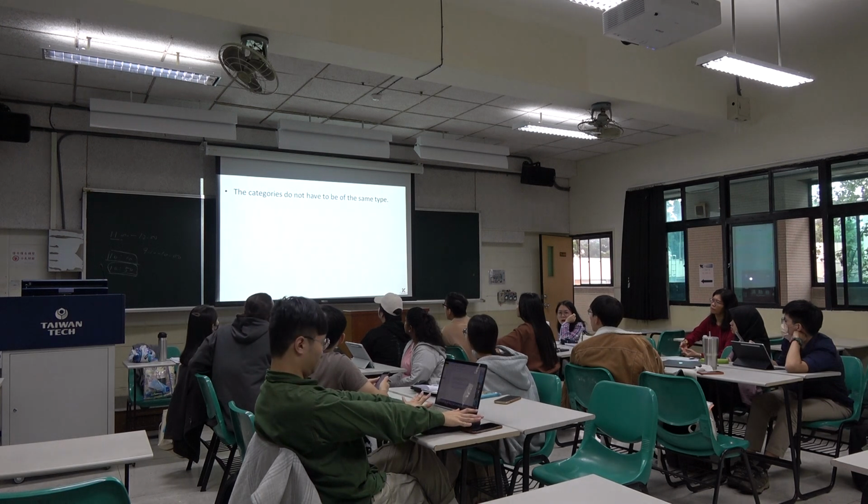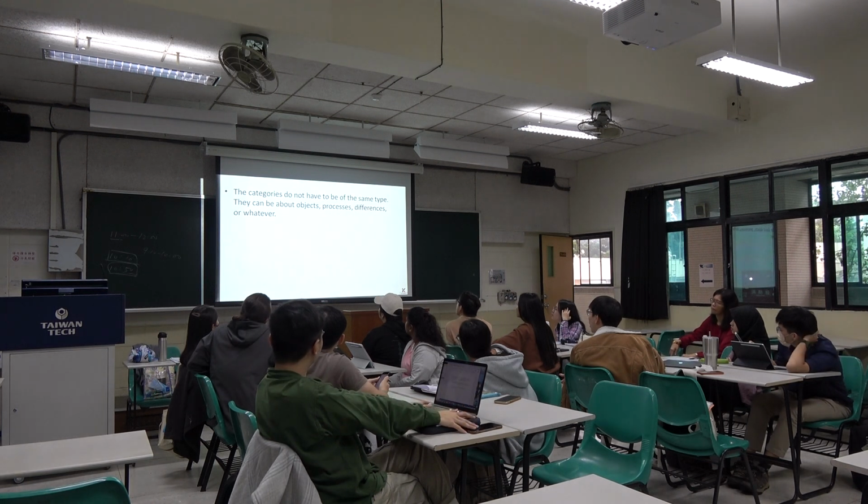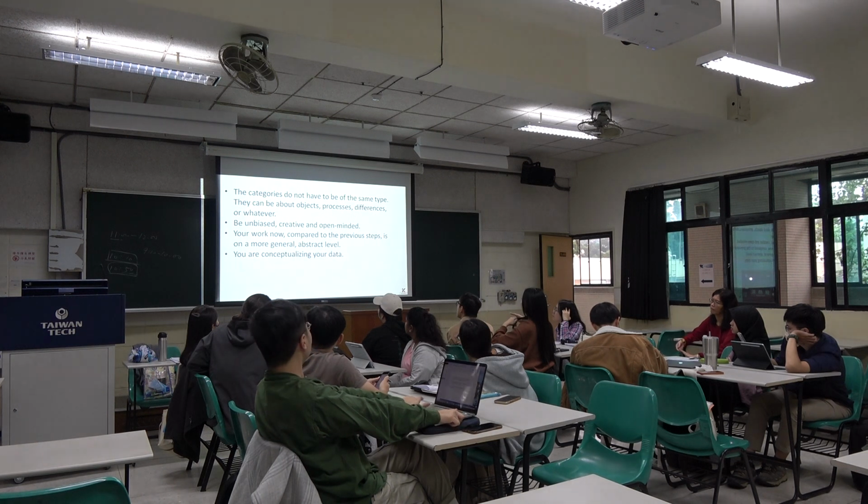The categories don't have to be of the same type. They can be about objects, processes, differences, or whatever. Be unbiased and creative and try to be open-minded. Your work now, compared to the previous steps, is on a more general, abstract level. You are conceptualizing your data.